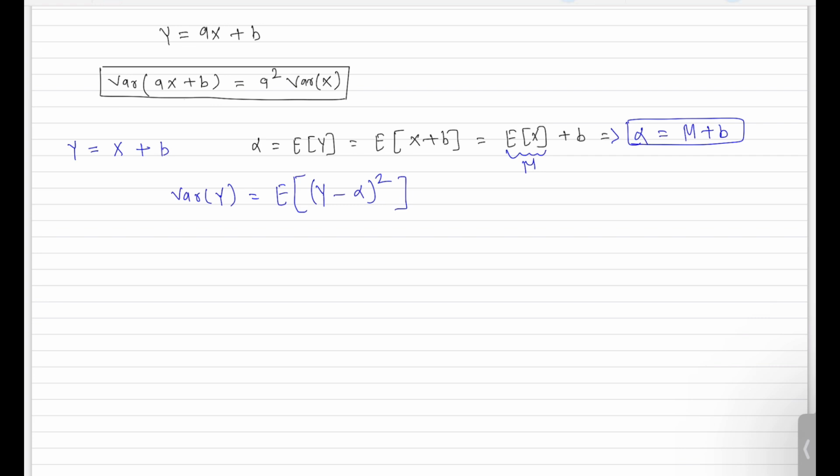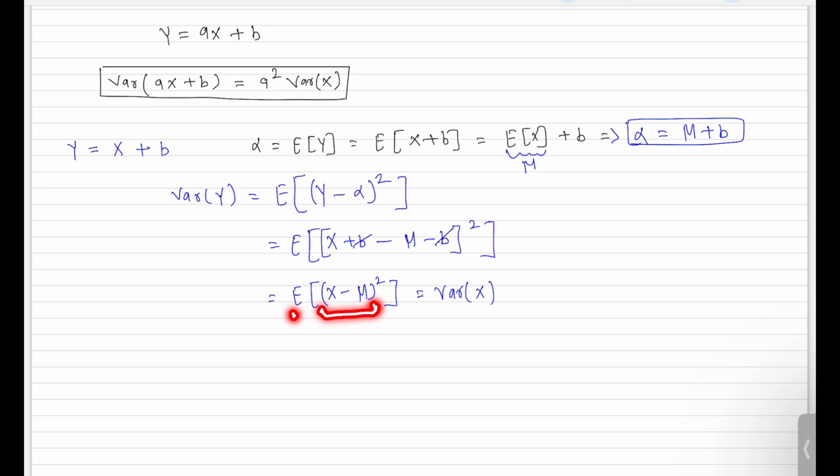Our goal is to find the variance of this random variable y. We can easily put the value of y, that is x plus b. So that will be x plus b minus alpha, where alpha is the expected value of y, that is mu plus b. So it will be x plus b minus mu minus b, square. So this b will get cancelled. What we will get is the expectation of x minus mu square. So what we have got is the same as the variance of random variable x, because this is nothing but the expected value of the square distance from the mean of x, which is the definition of the variance of x.